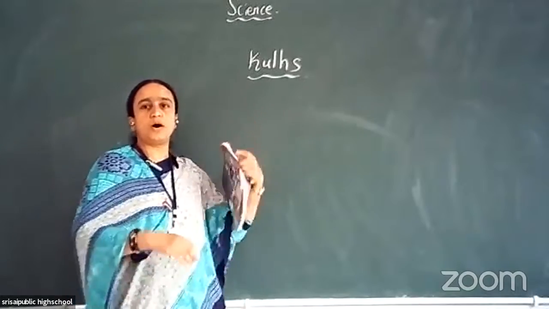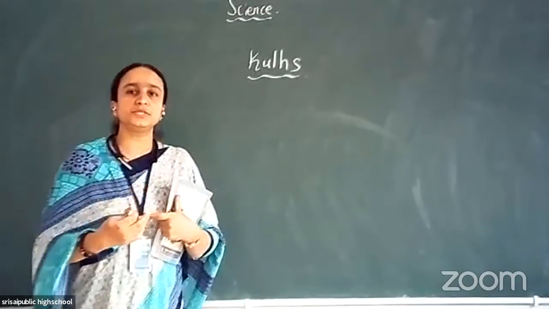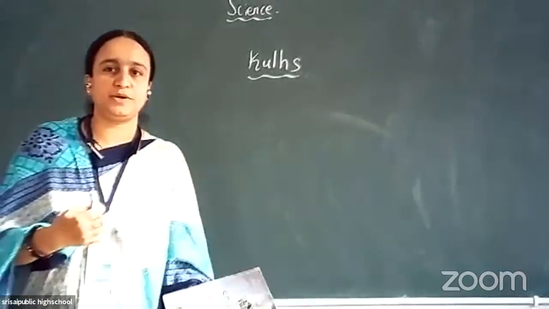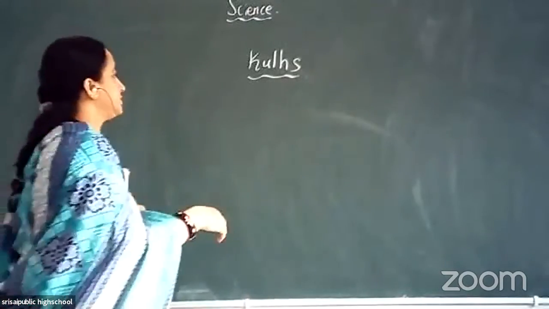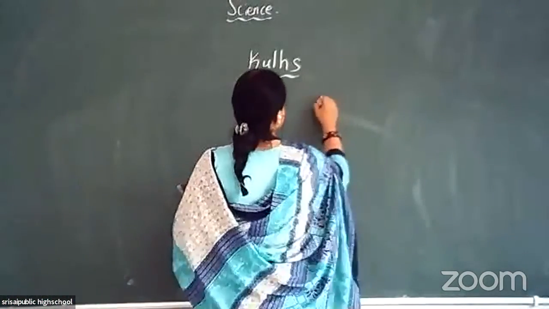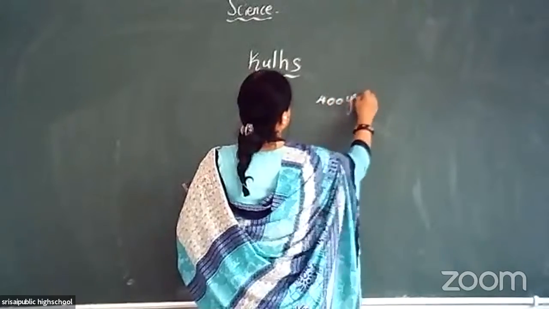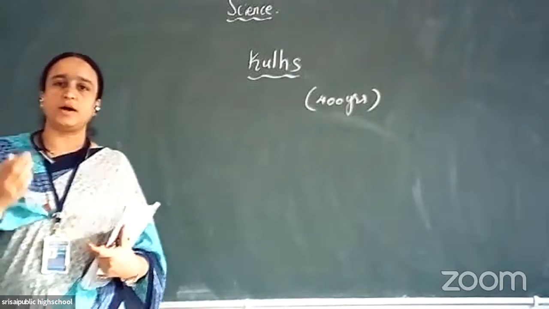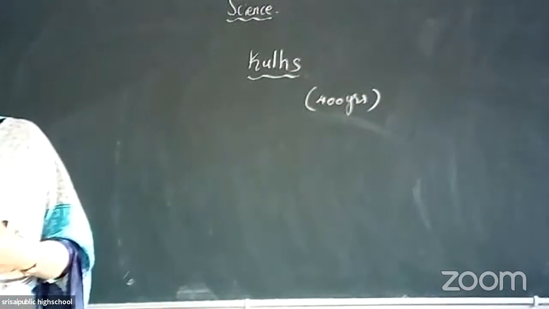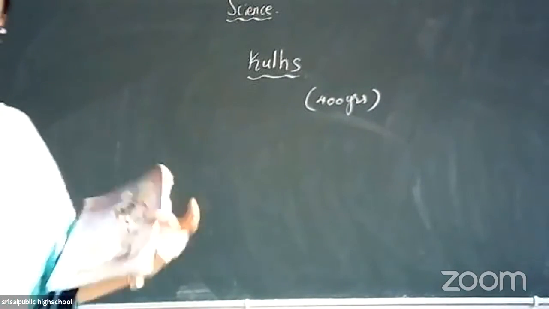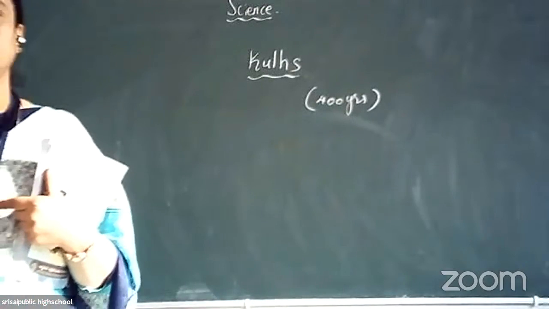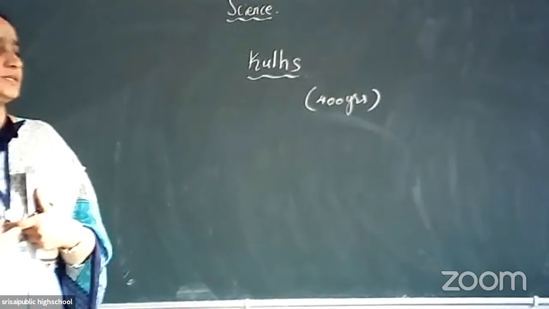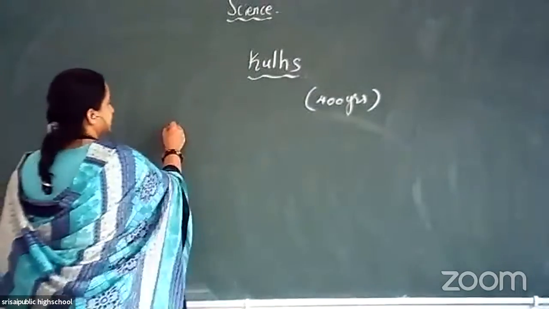This system was introduced in Himachal Pradesh 400 years back. This was the system which was introduced in Himachal Pradesh. They used this system of irrigation in Himachal Pradesh 400 years back. Then let us know what was this system. What was there in this?